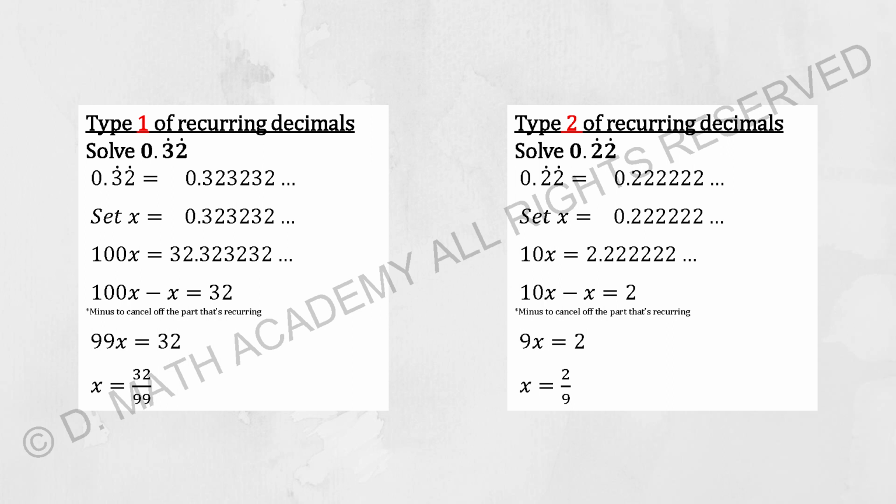So this is pretty much it for recurring decimals. Okay, the solution of it is also pretty straightforward. So try to relook into it if you are unfamiliar with this particular topic.